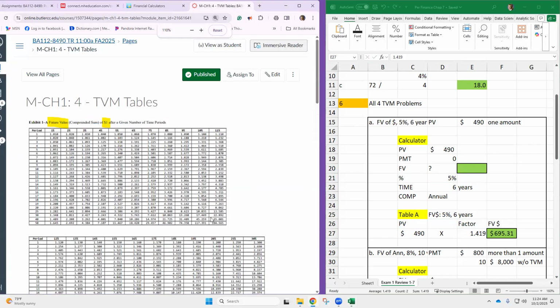All right, so I'm looking at 5% in 6 years. 5% in 6 years, 1.340. I'm going to put that factor right here, 1.340. Yep. Okay, so 656.60 is what my table's getting me.